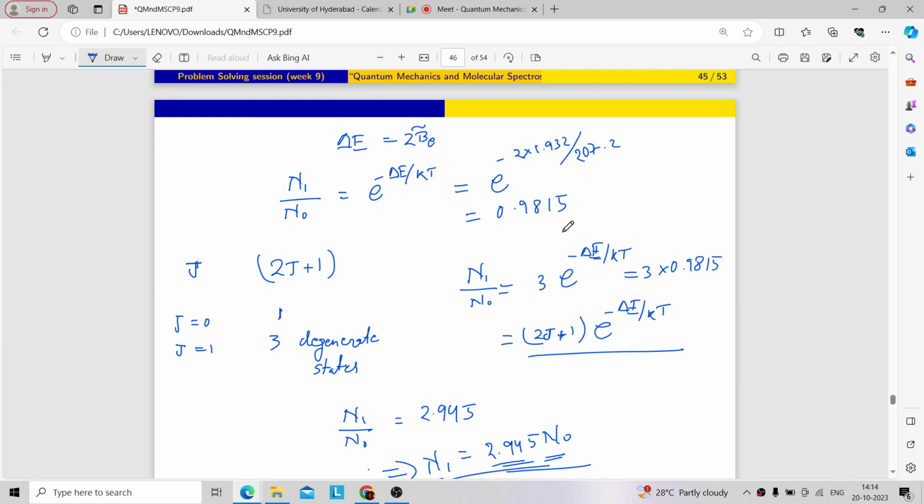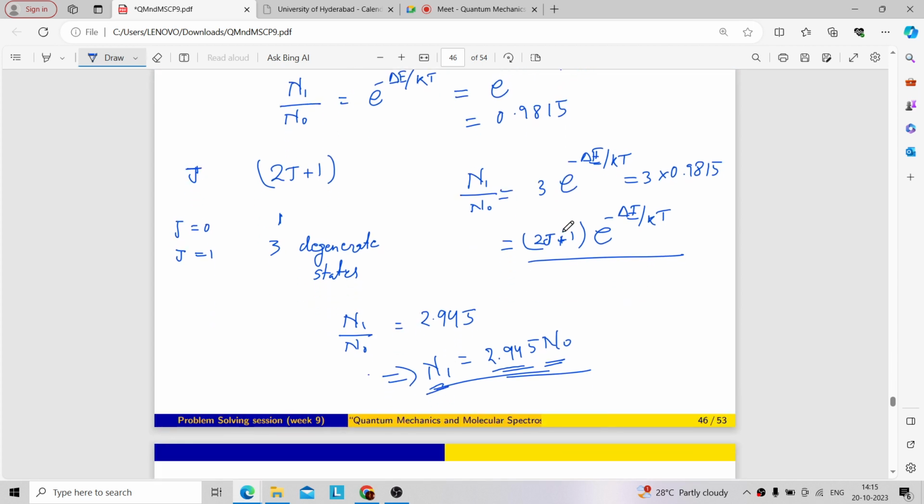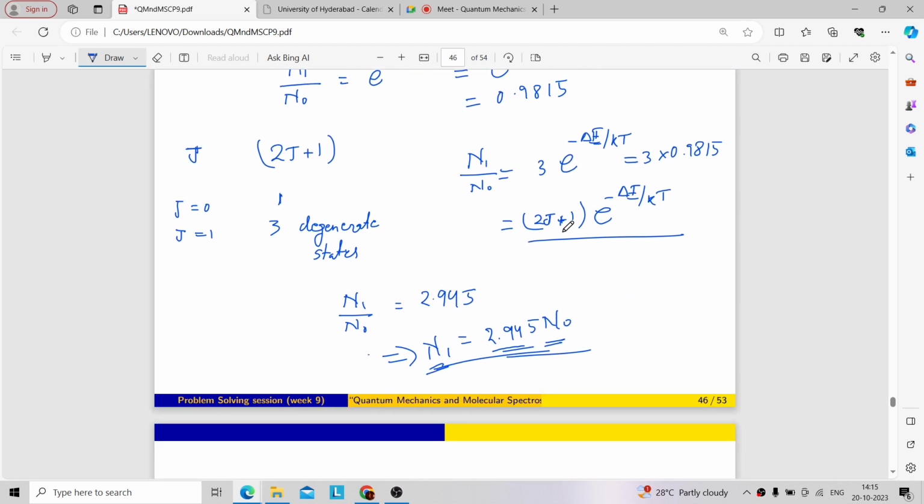about 0.9815. Again, for J not equal to 0, there will be 2J plus 1 degenerate states. Degenerate state means the energy of each state will be equal. So for J equal to 1 state, there are 3 degenerate states. So in that case, this N1 over N0 form will change to 3 times e to the power minus delta E over kT. Finally, we will get N1 over N0 to be 2.945.